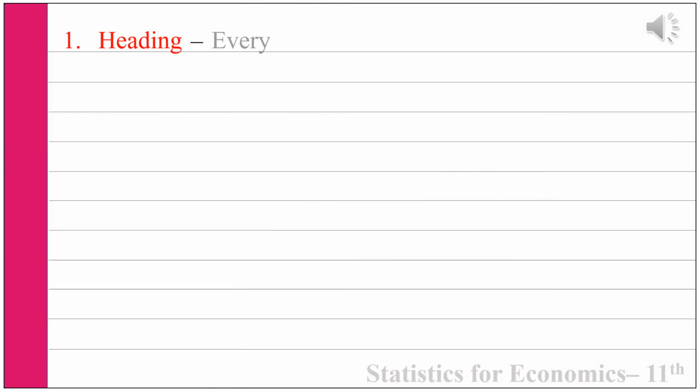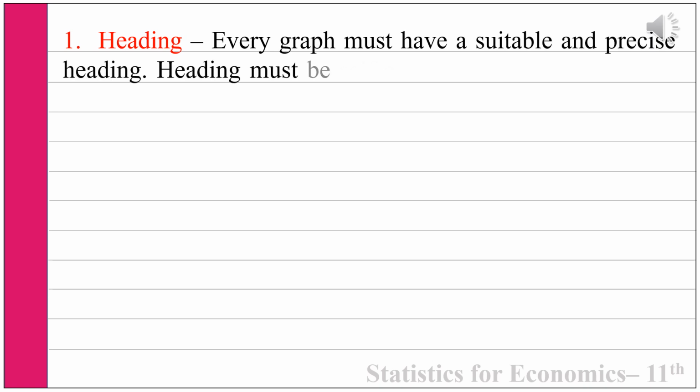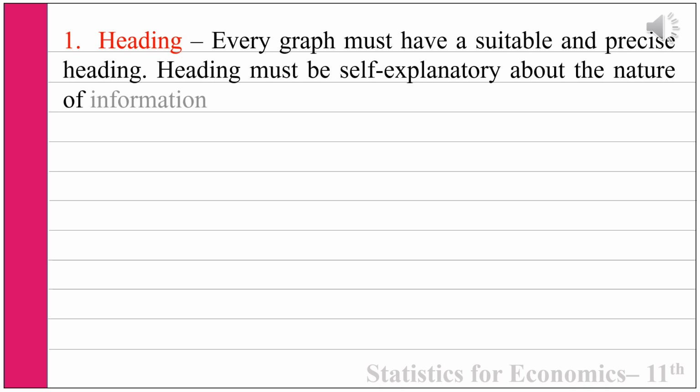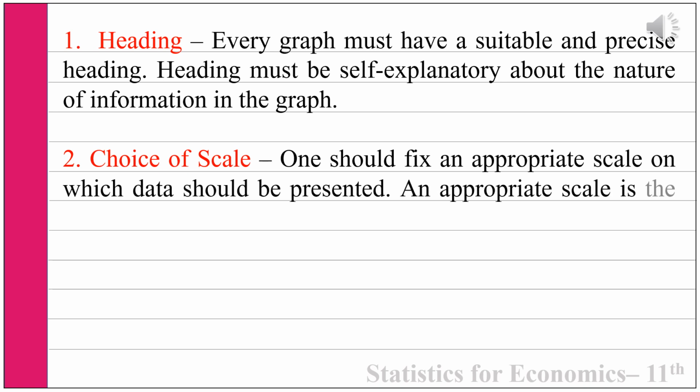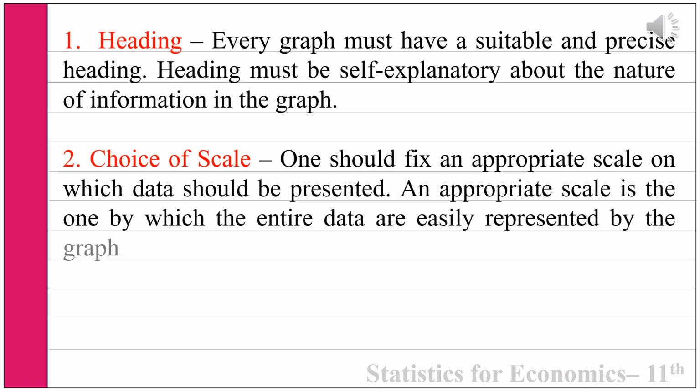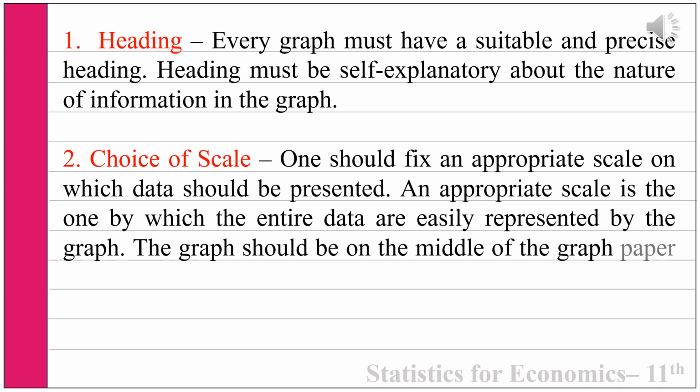1. Heading. Every graph must have a suitable and precise heading. Heading must be self-explanatory about the nature of information in the graph. 2. Choice of scale. One should fix an appropriate scale on which data should be presented. An appropriate scale is the one by which the entire data are easily represented by the graph. The graph should be in the middle of the graph paper to make it attractive.